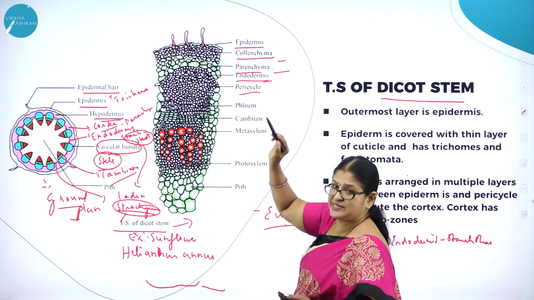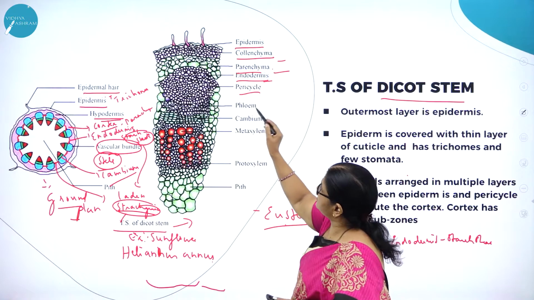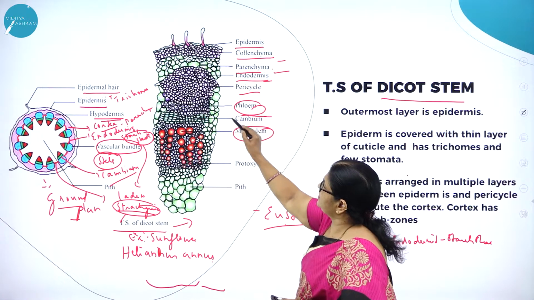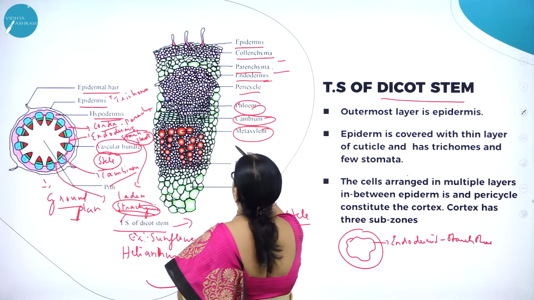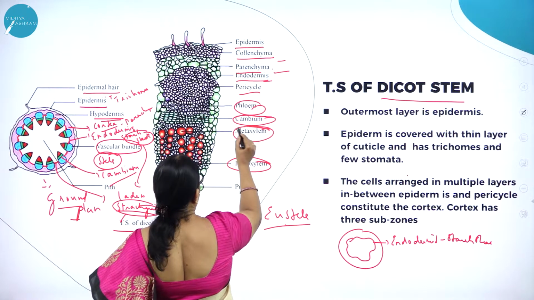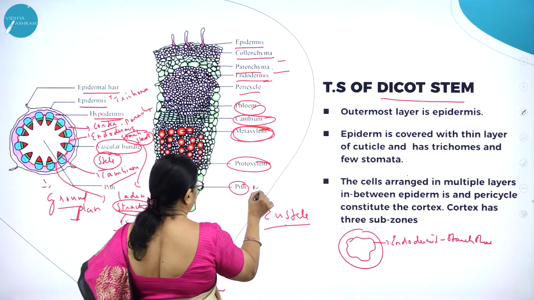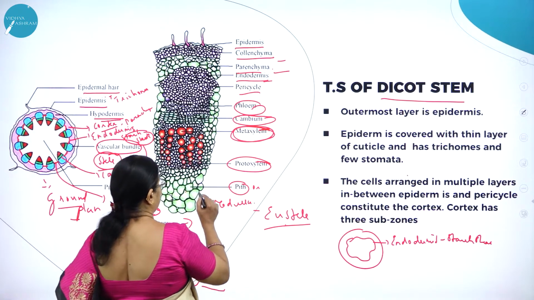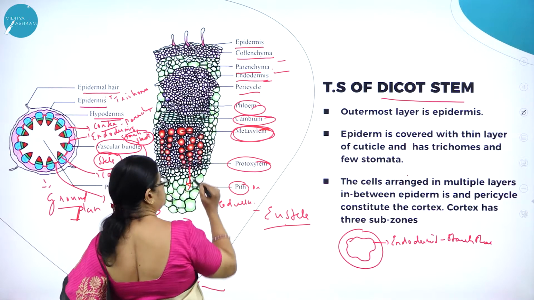Next comes the pericycle. Then next comes the vascular bundle. Here we can see in the vascular bundle, phloem is above, xylem is below, and in between there is cambium. So it is what? The arrangement. Here you can see the first formed xylem is called protoxylem and the later formed xylem is called metaxylem. This is called pith or medulla. Here you can see the protoxylem is towards the pith and metaxylem is towards the endodermis.